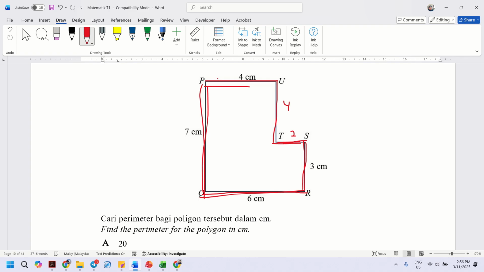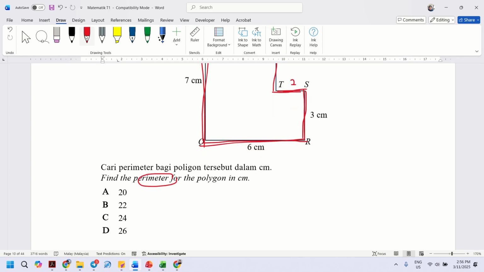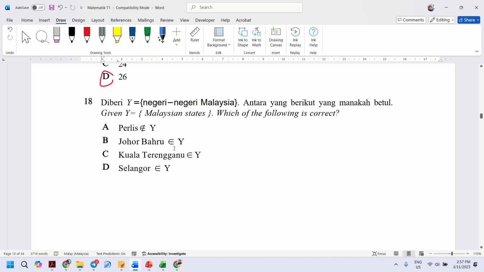So you have to add up the perimeter. You have to find the total length of the sides, outer sides only. PU plus UT plus TS plus SR plus QR plus QP. So the answer is 26. Okay, next. Given Y is Malaysian states.